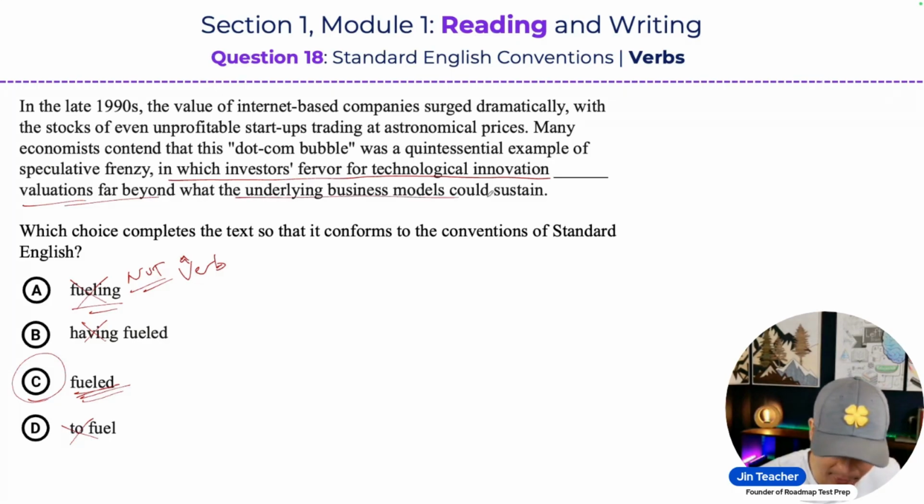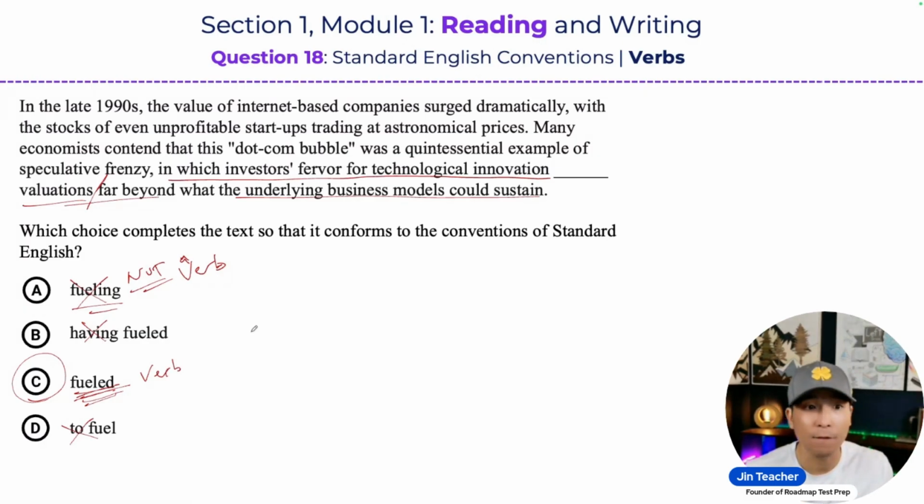And then we have this other dependent clause here, okay? So it fueled innovation, it fueled valuations, right? So now we have an actual verb inside of it, right? So now this dependent clause is formed correctly because the verb form is actually a verb that actually functions like a verb. Okay, so this is how you know, you guys.